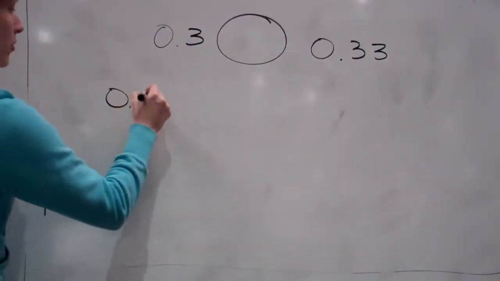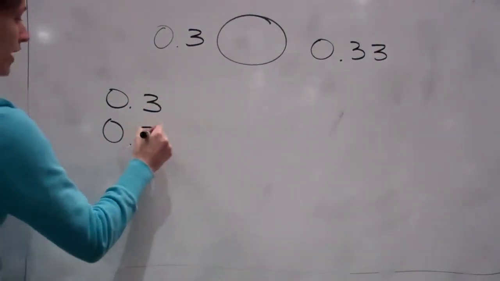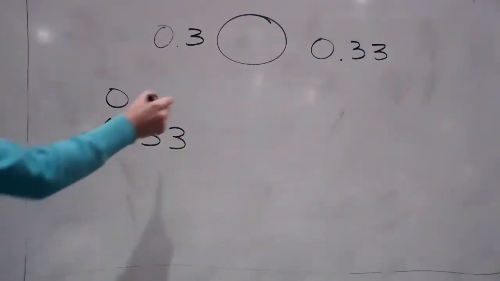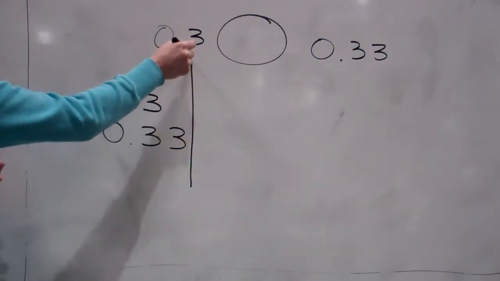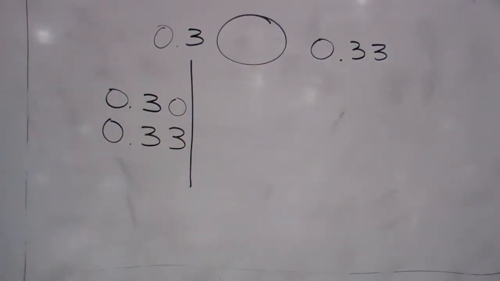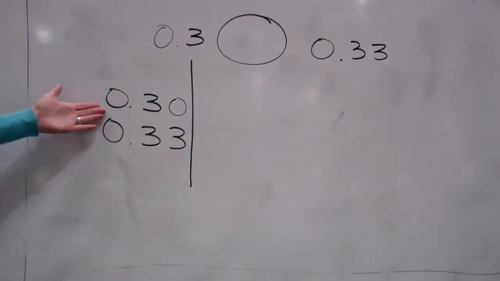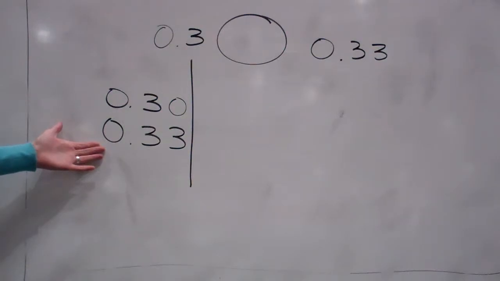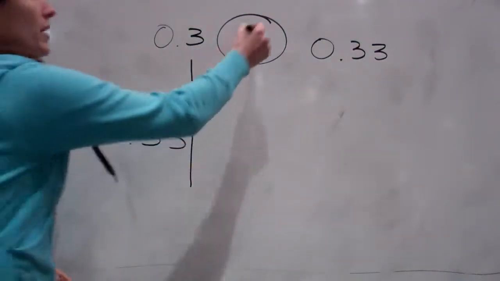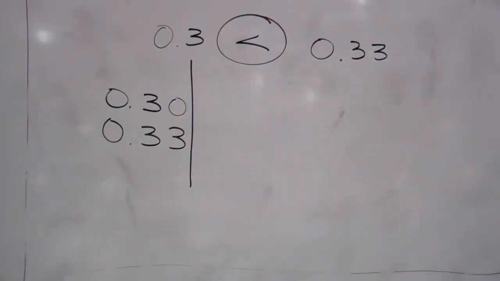So 0.3 and 0.33. Now, I want to encourage you to where your last number ends, go in and fill everything else in with zeros. Understand what I mean by that? Now, can you easily see which one's bigger? 0.30 or 0.33? Obviously, it's 0.33. So, does everybody understand how we did that? Yep. All right.